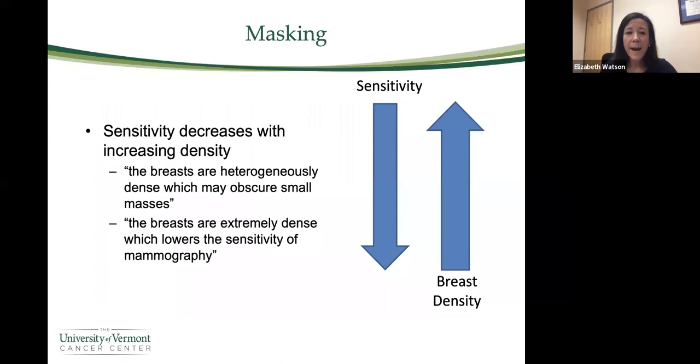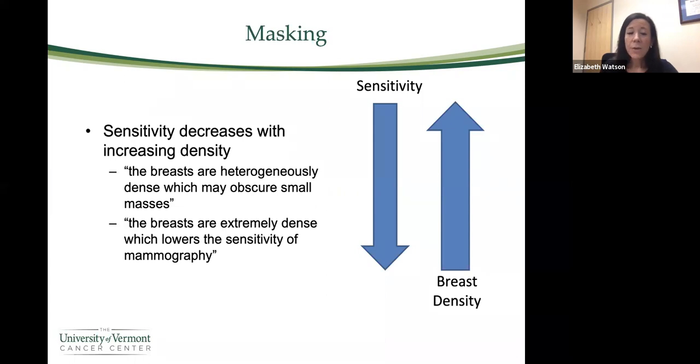Because of the masking effect, we know that women who have increased density on their mammogram, who have dense breasts, have a much lower sensitivity mammographically. It's a lot harder to pick up those breast cancers in these women. That's why, if you look at the mammogram report that we create, we use the phrases, the breasts are heterogeneously dense, which may obscure small masses. It may obscure a very small mass that may be present in the breast, which is difficult to see. Or we may use the terms, the breasts are extremely dense, which lowers the sensitivity of mammography.